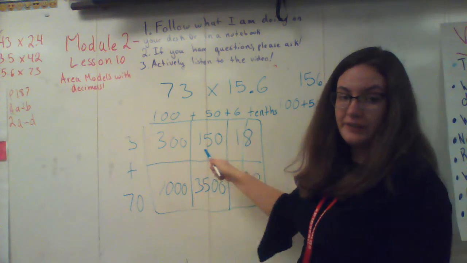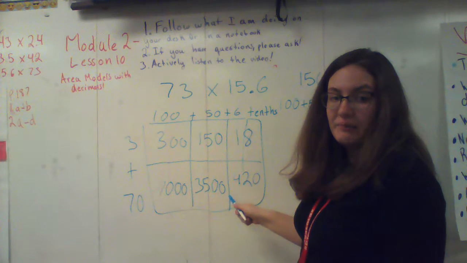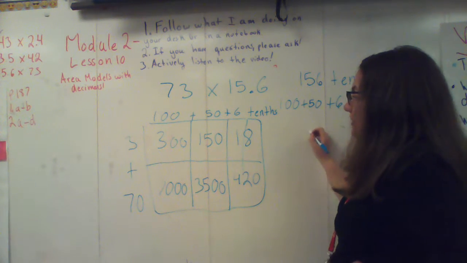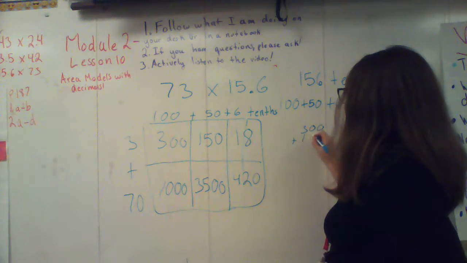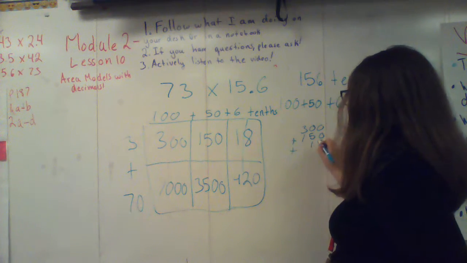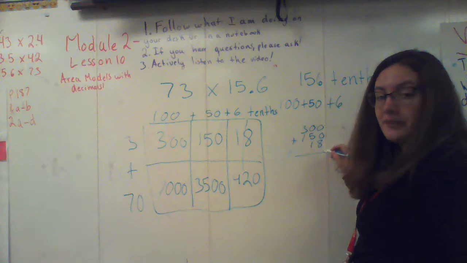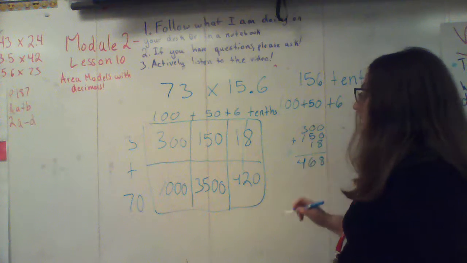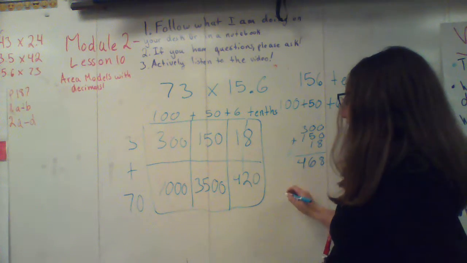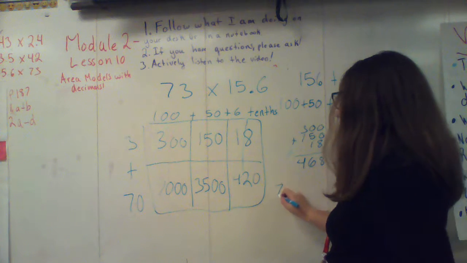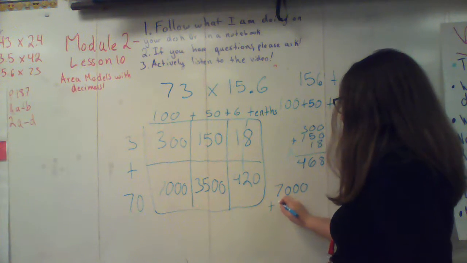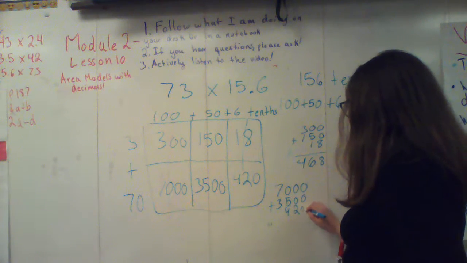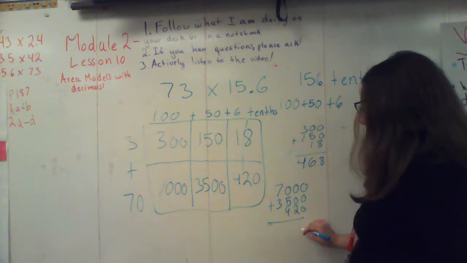My next step is to add up everything in my top row and then add up everything in my bottom row. So I'm going to start doing that now. My first step will be to do 300 plus 150 plus 18. So I do 0 plus 0 plus 8, 5 plus 1, which is 6, and 3 plus 1, which is 4. So I have 468 so far. And then for this row right here, I have 7,000 plus 3,500 plus 420. I'll add up all my zeros, which is 0.